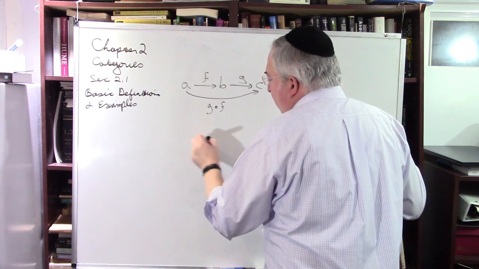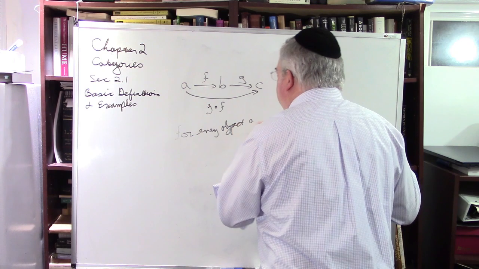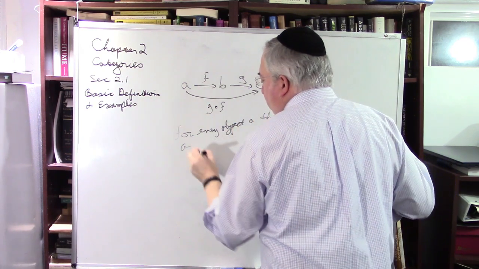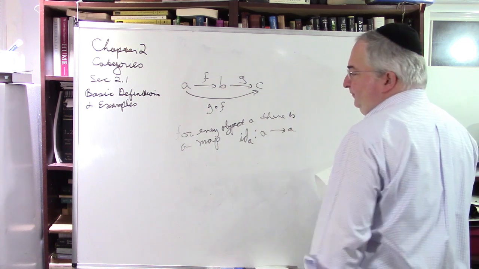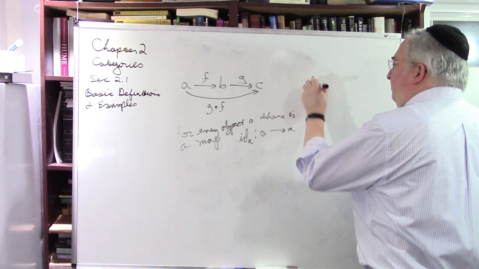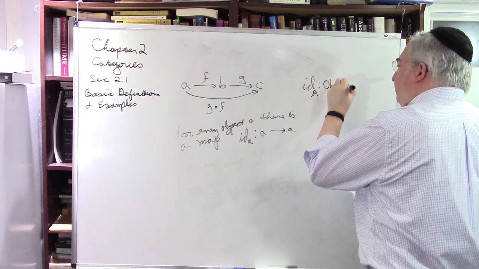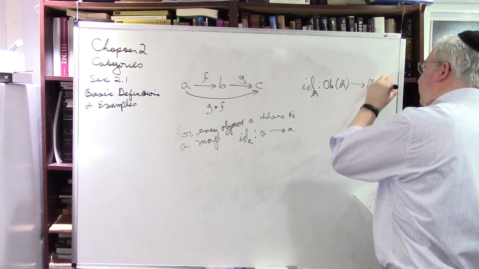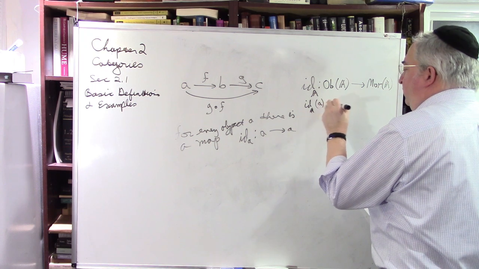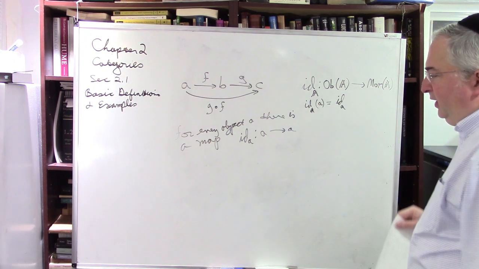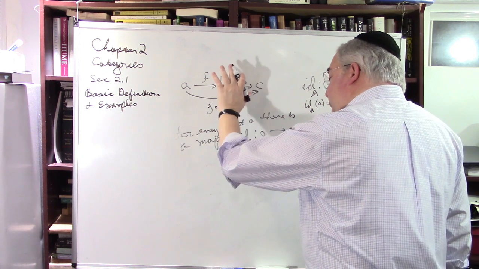And furthermore, for every object A, there is a map, identity of A, which goes from A to A. The way you might want to write this is there's a map in the category that goes from objects of A to morphisms of A, and basically identity of A equals ID A. That special map is going to satisfy a certain requirement. Okay, great. So there's composition and there's identity maps.